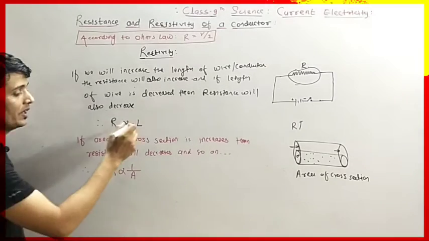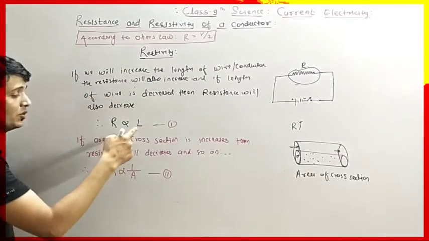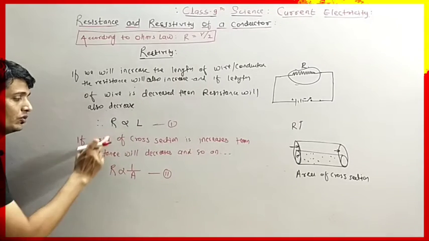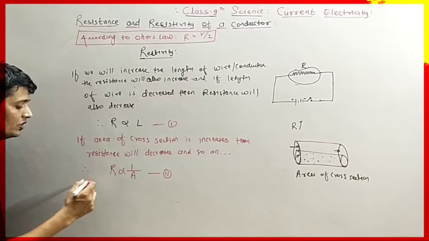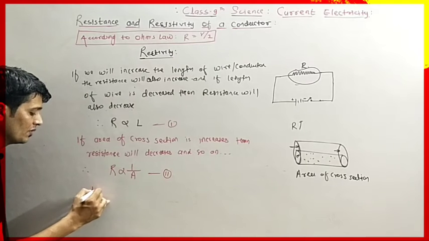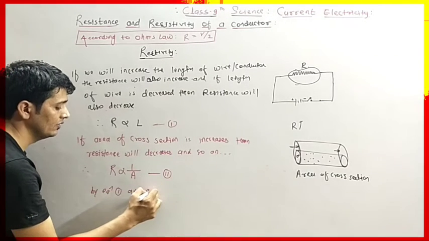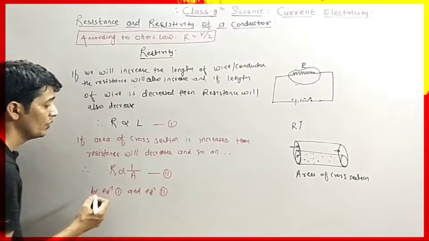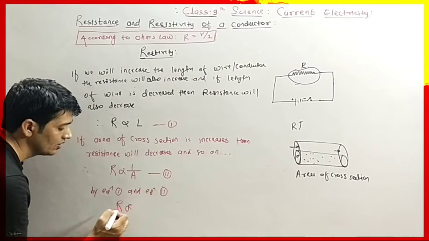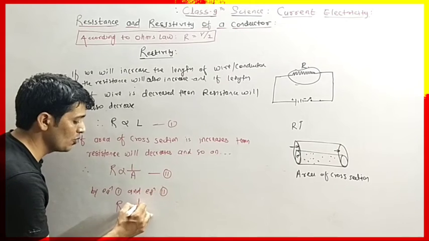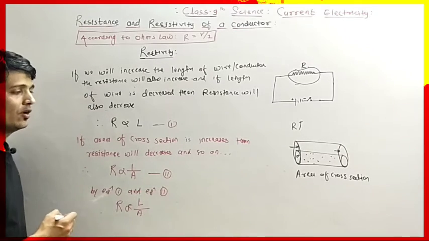So this is equation number 1 and this is equation number 2. In equation 1 we have R, and in equation 2 again we have R. By comparing both equations, we can write R is directly proportional to length and inversely proportional to area of cross section.